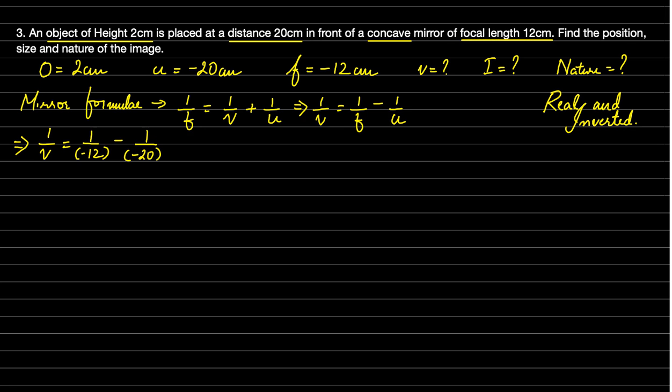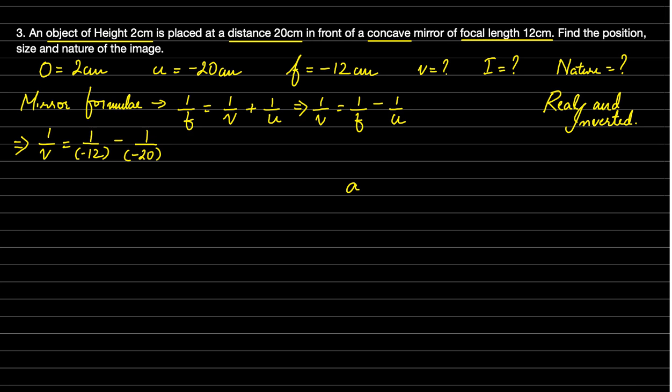Now let us understand a very simple thing before I continue ahead. Suppose we have a fraction a divided by minus b. I multiply the numerator and denominator by minus 1. So what do I get? I get minus a divided by, minus into minus is plus, so I get minus a by b. So do remember, a by minus b can be written as minus a by b. Why I explained this here: 1 by minus 12 can be written as minus 1 by 12, and 1 by minus 20 can be written as minus 1 by 20.